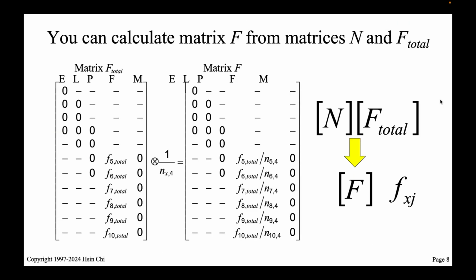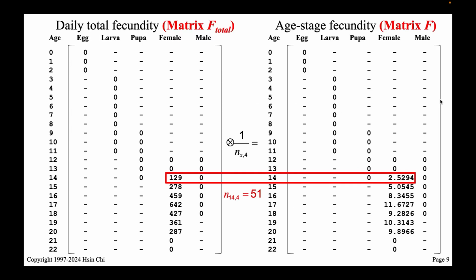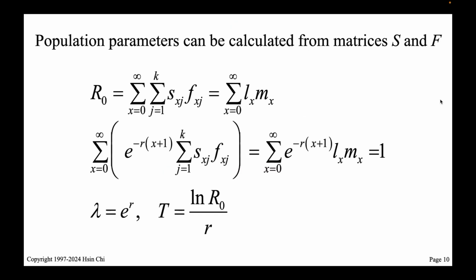You can calculate fecundity matrix F from matrices N and F total. Each F total is divided by the respective NXJ to get the FXJ. For example, at age 14 days, there are 51 females. They laid in total 129 eggs. The mean fecundity is 2.5294 eggs per female. Population parameters can be calculated from matrices S and F.